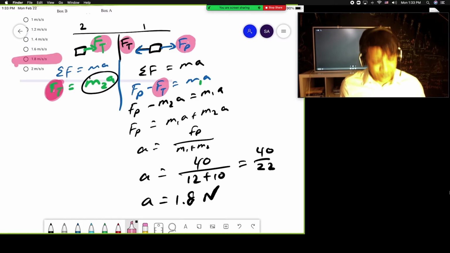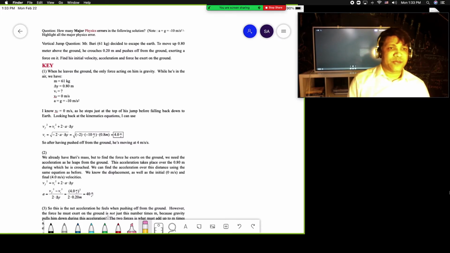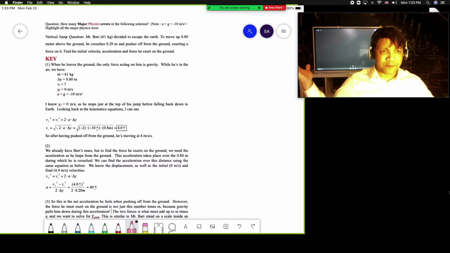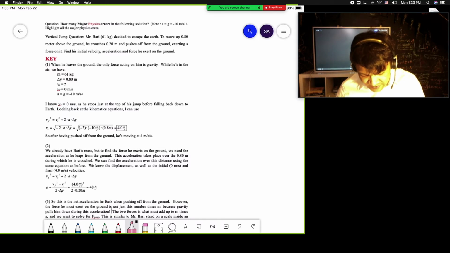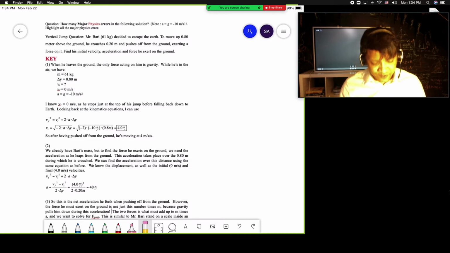Okay, now we are down to the last problem. So let's solve the last problem. Here we have to find the major physics error. So let's first find the major physics error. What is going on in this problem? Someone is crouching up, someone who is 81 kilogram. When someone is crouching up, they arrive at a maximum height of 0.81 meters, and that's about it.